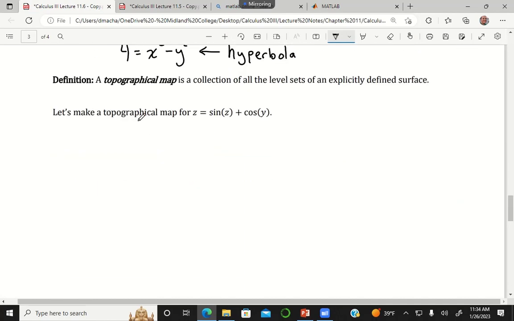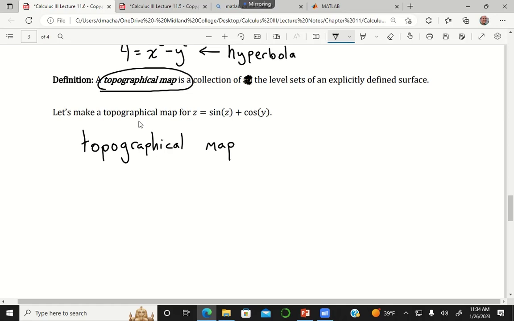Now, new definition. A topographical map is a collection of all of the, well, I shouldn't say all. It's a collection of some level sets of an explicitly defined surface.